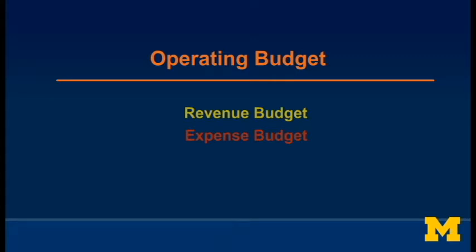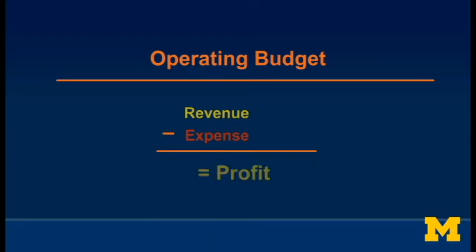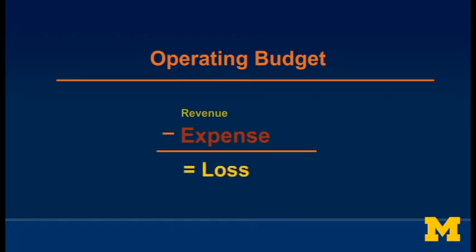The operating budget combines the revenue and expense budgets and uses this information to forecast profits. The difference between revenues and expenses is the profit of the department, program, or unit. When expenses exceed revenues, the department, program, or unit incurred a loss.